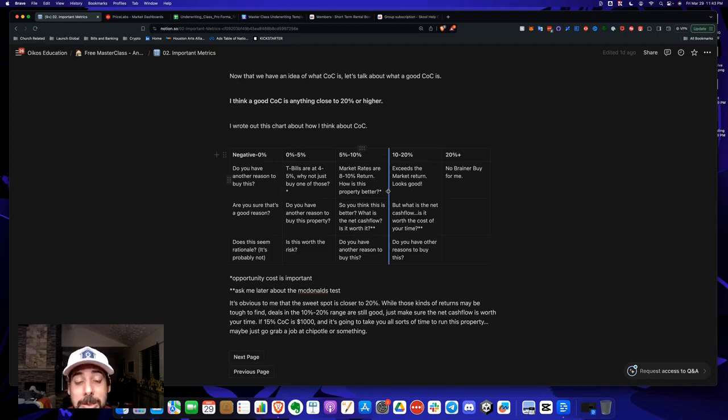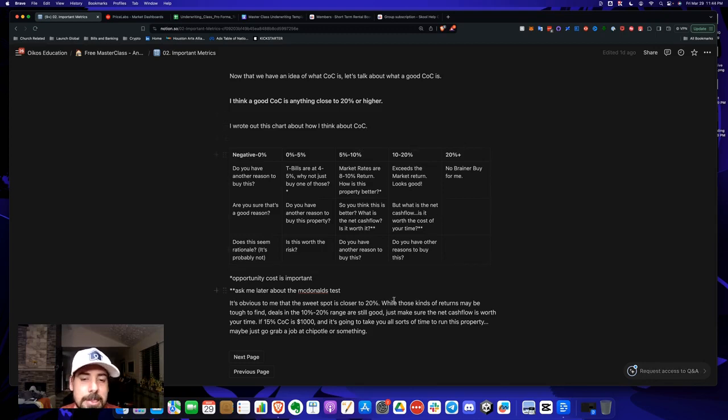And then I also think you need to be asking, is there another reason to buy this property? Because at this point, it's going to be a lot more work. There's other options for you. And certainly it's looking better than a treasury bill, but this one you really got to think about it.